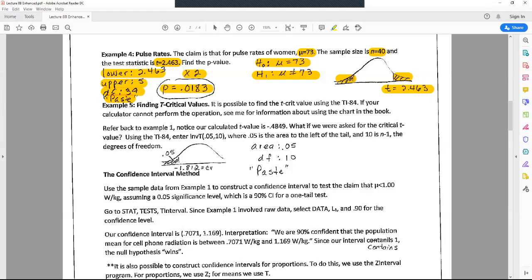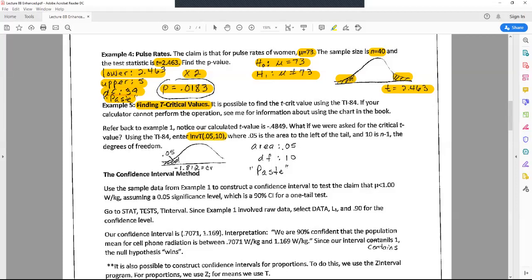Example 5, finding the t-critical values. You should recall from previous lectures that if we wanted to find the z-score for a given area to the left, we just did inverse norm, and we entered the amount of area to the left, and that would give us the corresponding z-score. We can actually do the same thing with t-values. So if you want to find critical t-values, it's the same procedure. The only difference is it's inverse t. Since we're doing averages instead of proportions, we will do inverse t.